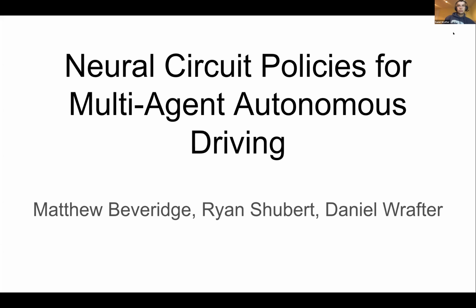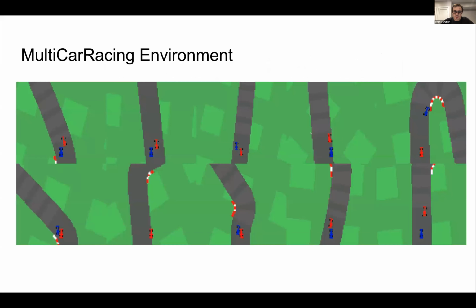Yep. All right. So hello, I'm Ryan. I'm here with Daniel and Matt. Our project is on neural circuit policies for multi-agent autonomous driving. So before we go into our model and our experiments, I'll first be discussing the environment. The environment we're using is called multi-car racing environment. It is adapted from the OpenAI Gym car racing environment.